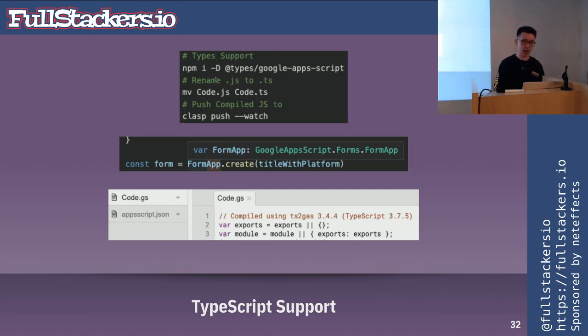And then when you're done editing, you can just do clasp push --watch. This way, even though you're editing a TS file, it will push the compiled JavaScript file to your project in Apps Script in the cloud. So you can see that the end result, the pushed JavaScript file, is already compiled. It's not TypeScript. So you get TypeScript support.